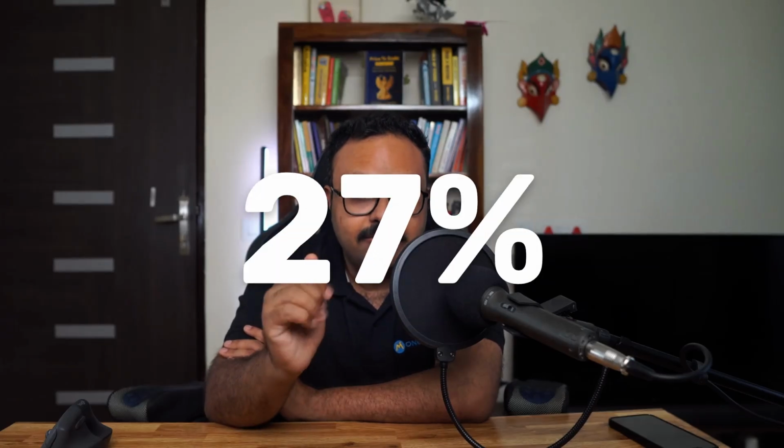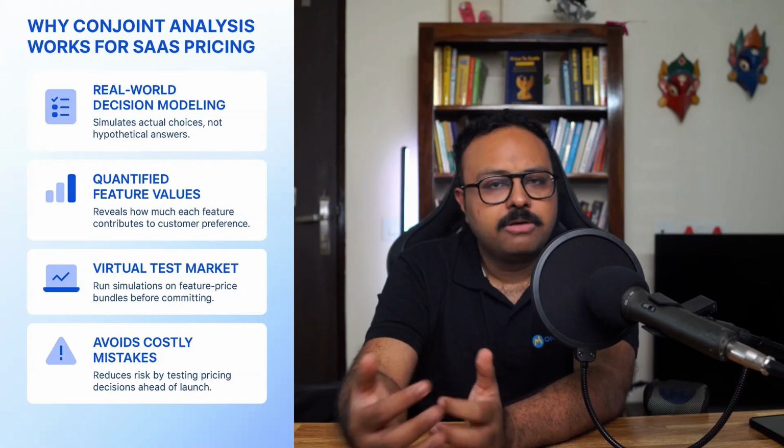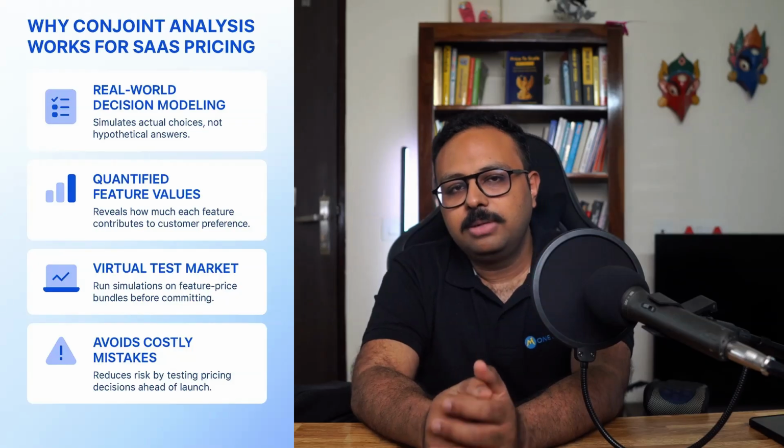by 27%. These case studies demonstrate the concrete business impact of replacing assumptions with data-driven insights about actual customer preferences. Conjoint transforms abstract customer feedback into actionable product and pricing decisions, to put it simply. Now, no method is perfect. So let's honestly assess the strengths as well as the limitations of conjoint analysis. First, let's start with the pros of conjoint analysis. First and foremost, you get extremely accurate insights that reflect real-world behavior.